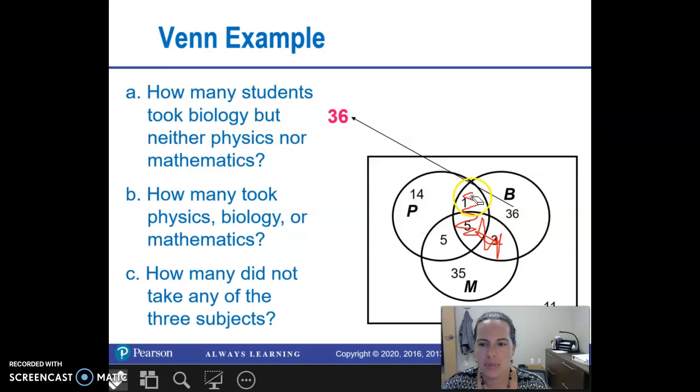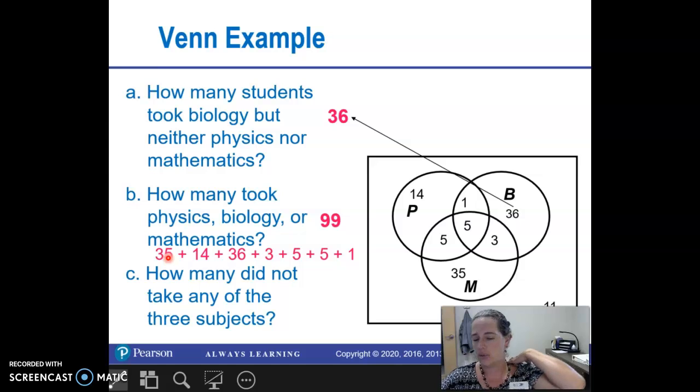How many took biology, physics, or mathematics? So the ones that took physics are all these students. The ones that took biology are all these students. The ones that took mathematics were all these students. So it's all of those students that we added together earlier, right? The 14 plus the 35 plus the 36 and 3 and 5 and 5. That was our 99 number. And then how many did not take any of the 3 subjects? That's our little 11 number.